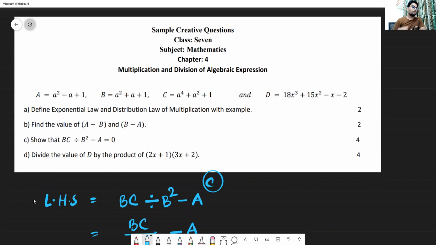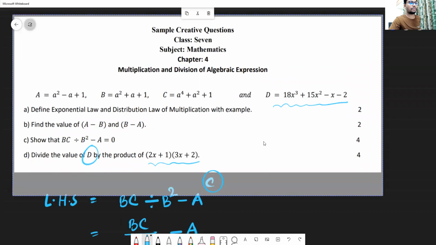So divide the value y by the product of twice x plus 1 and 3x plus 2. Divide the value of d. So d is given here with the product of these two factors. Now first find the product of these two factors.